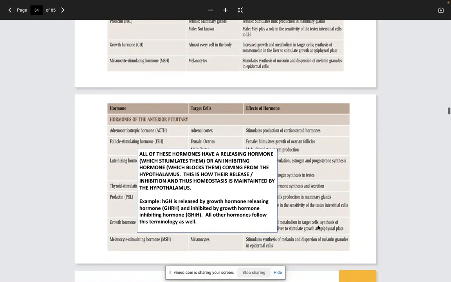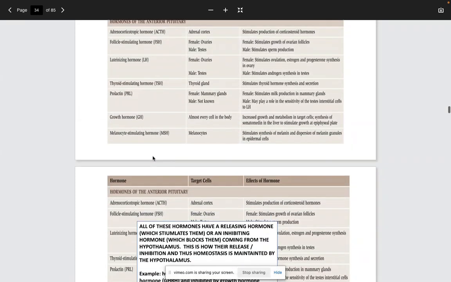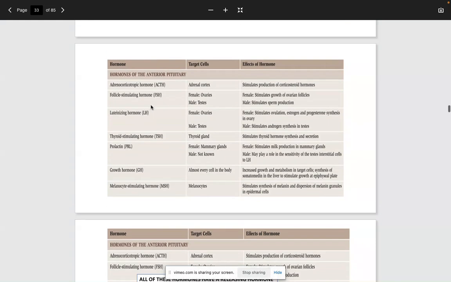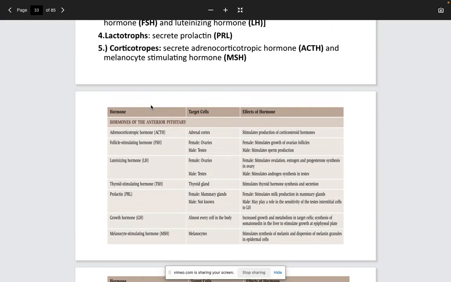So here's just a statement. All of these hormones have releasing hormones from the hypothalamus, or an inhibiting hormone, something that blocks them, coming from the hypothalamus. As I previously discussed with thyroid hormone, thyroid stimulating hormone, while this is coming from the pituitary gland, you have something from the hypothalamus controlling it called thyrotropin releasing hormone, or TRH. So TRH causes the release of TSH.